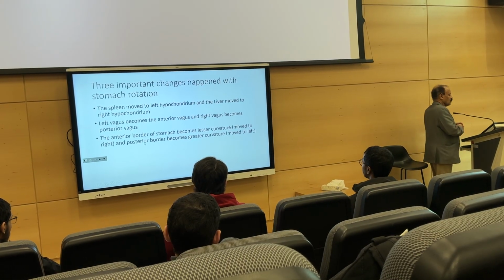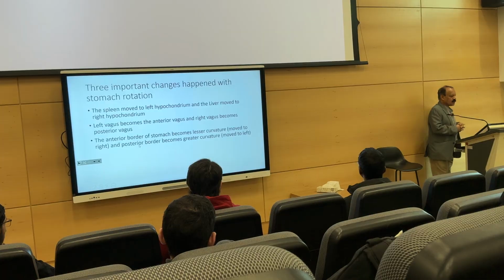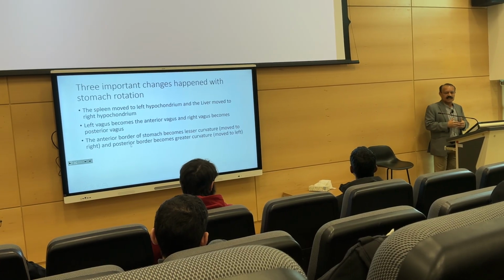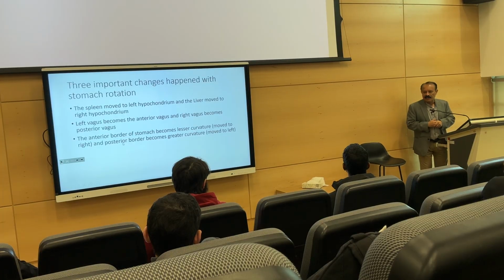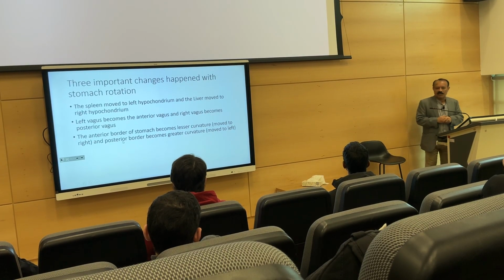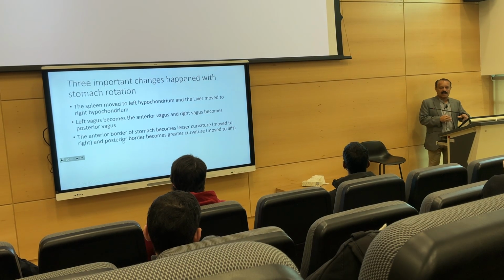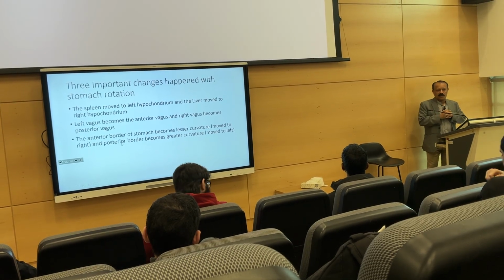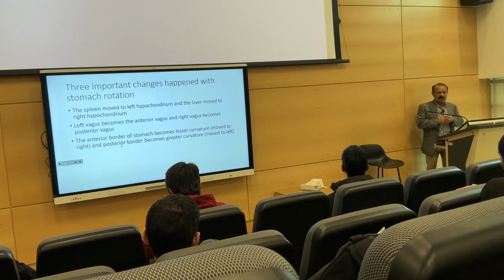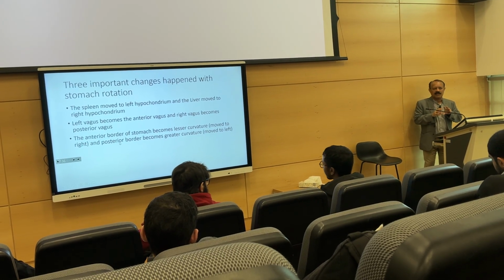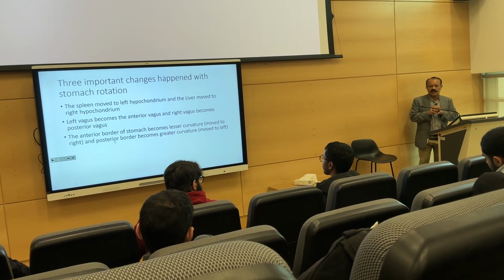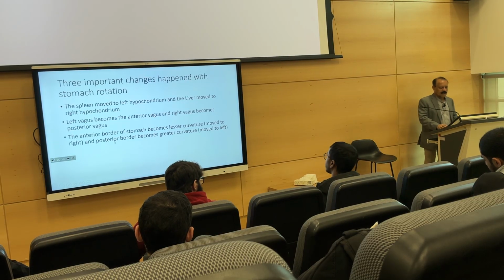This is the one you are supposed to know: what happened with the stomach rotation, the three things are changing. What I did not write over here is the formation of the lesser sac, the omental bursa. This is the fourth one. Please write in your PowerPoint: the fourth one is the formation of the lesser sac or the omental bursa, which also happens because of the movement of the stomach.